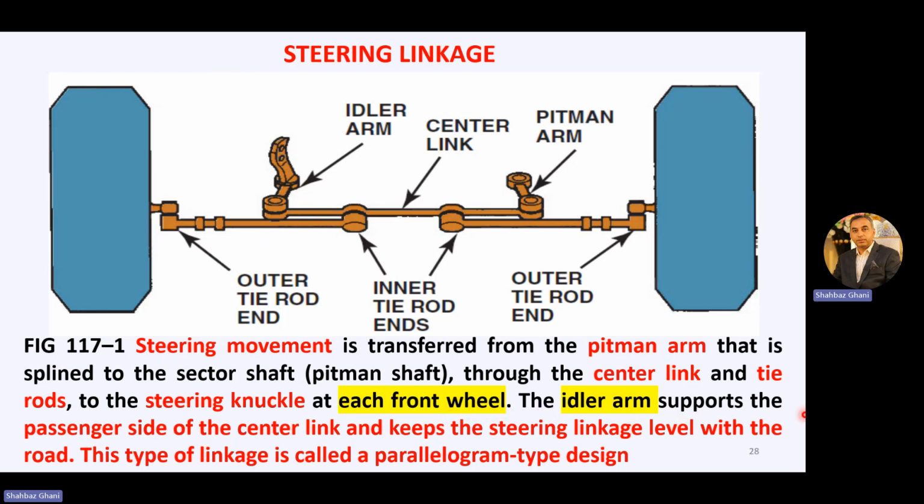The idler arm supports the passenger side of the center link and keeps the steering links level with the road. So basically the function of this idler arm in these steering linkages is to support the passenger side of the center link and keep the steering links level with the road. This type of linkage is called the parallelogram design type.